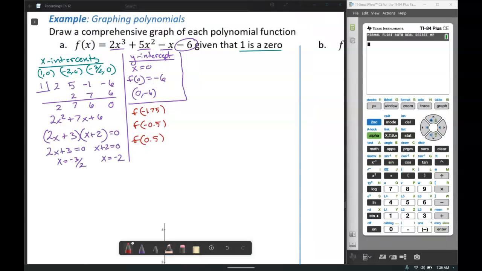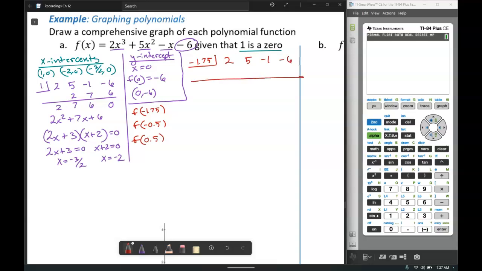Now I've got our calculator here to help us out a little bit, but just remember that when we want to evaluate a function, our remainder theorem states that the remainder of the synthetic division for a given value gives us what the function evaluates to at that point. And so what we can do is do synthetic division with each of these values, -1.75, and do our synthetic division with 2, 5, -1, -6.